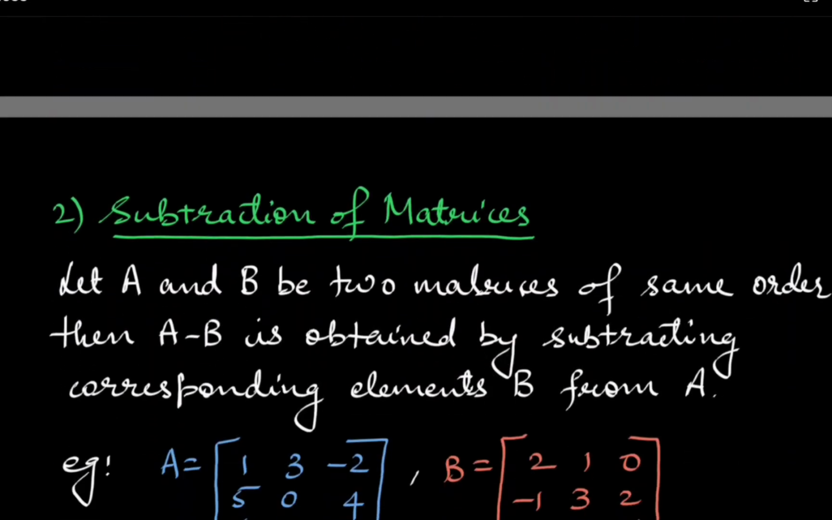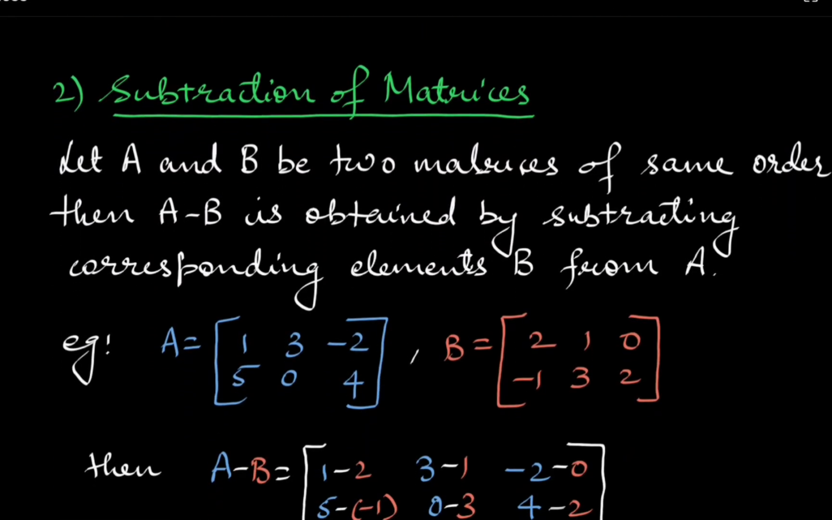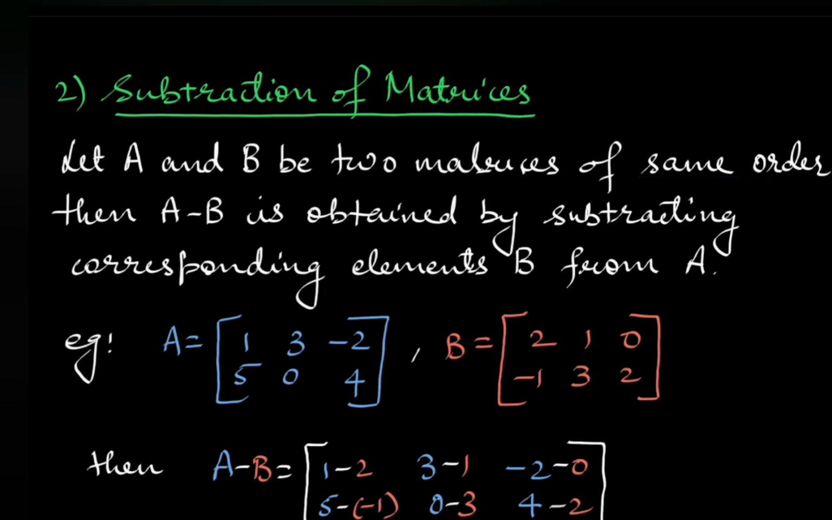The second operation is defined as subtraction of matrices. This is very similar to the addition of matrices. If you are given A and B as the two matrices, then obviously the order of the matrices should be the same. A minus B will be obtained by subtracting the corresponding elements of B from A.